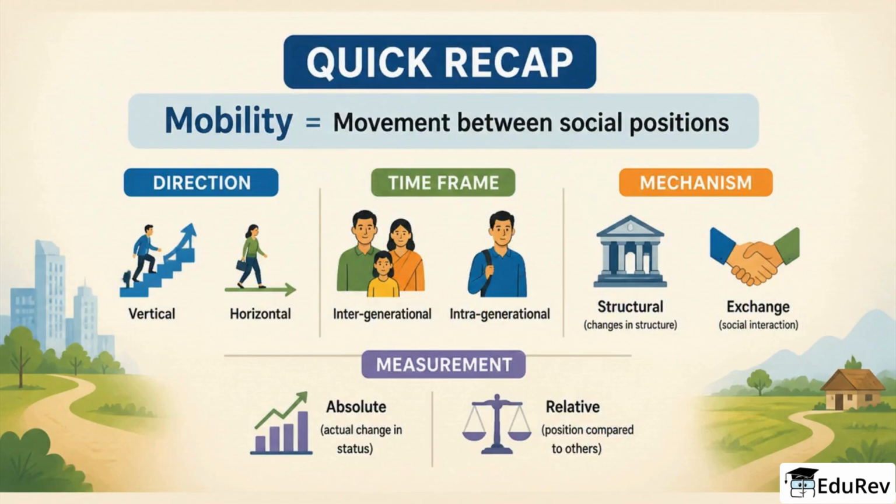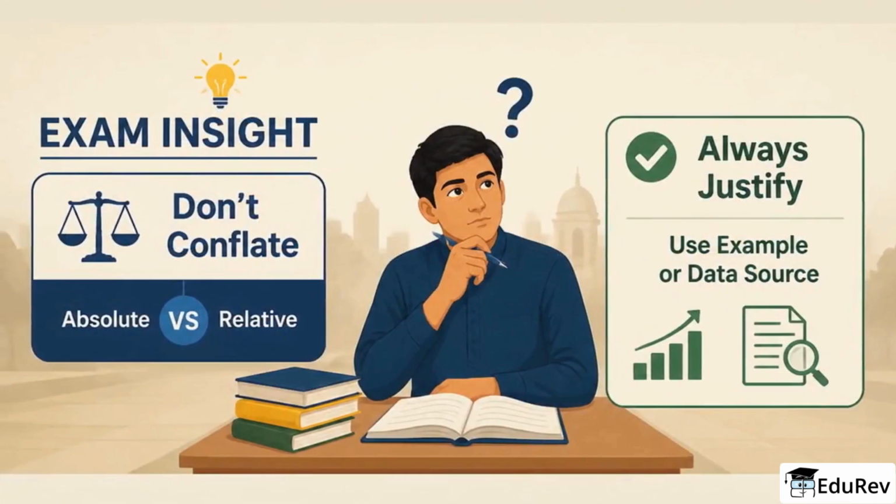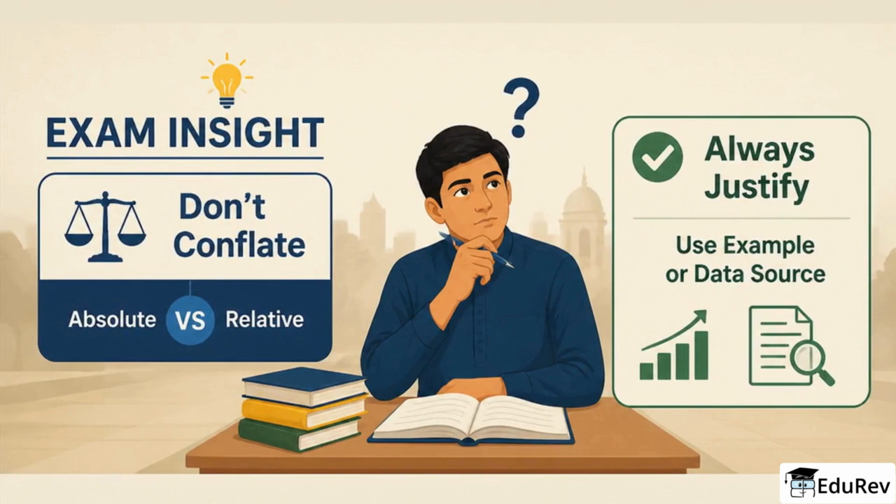Quick recap. Social mobility is movement between social positions. It can be vertical or horizontal, inter or intragenerational, structural or exchange, and measured in absolute or relative terms. Key causes include structural change, education, individual achievement, and state policies, while consequences range from altered life chances to political effects and social stress. Remember the exam insight. Do not conflate absolute and relative mobility, and always justify claims with an example or data source.